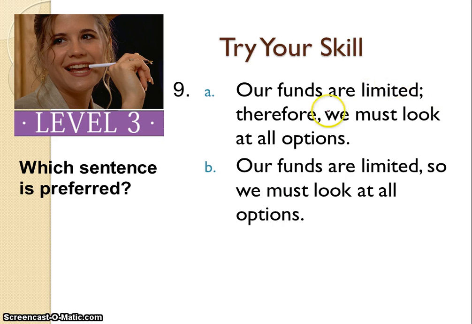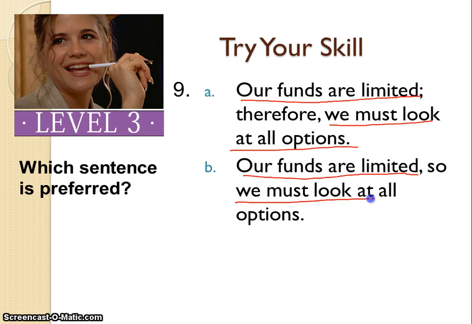Our funds are limited, therefore we must look at all options. Okay, our funds are limited. Our funds are limited is an independent clause. We must look at all options is another independent clause. We're doing the one that's preferred. Okay, our funds are limited, so we must look at all the options. Okay. Now in casual writing, this one's okay, but in business writing, you probably want to do this.